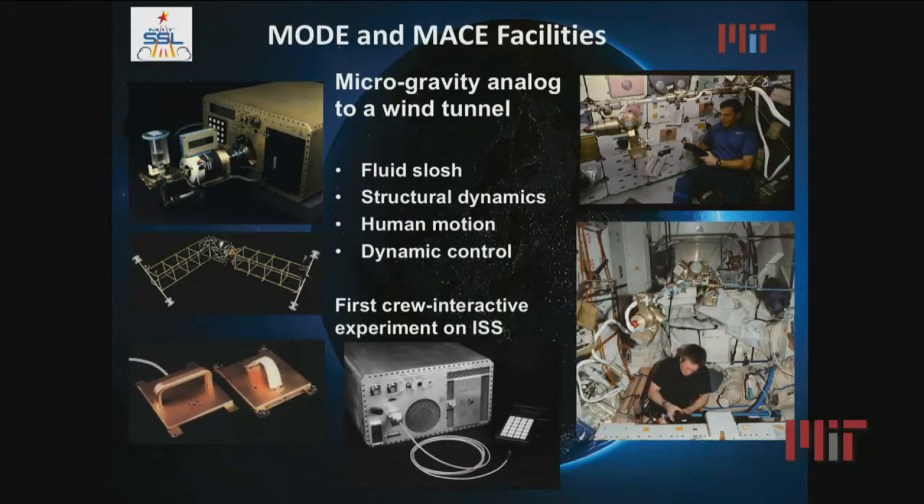Then we moved on to another facility on the right, which is called MACE, for Middeck Active Control Experiment. Everyone know what controls are? If you're doing robotic cars or attitude control of satellites. Here we were adding a lot of control algorithms to it. We flew that on the shuttle, and then it was the first experiment on the International Space Station. So thank you, taxpayers, for funding the space station so we could put our facility up there.